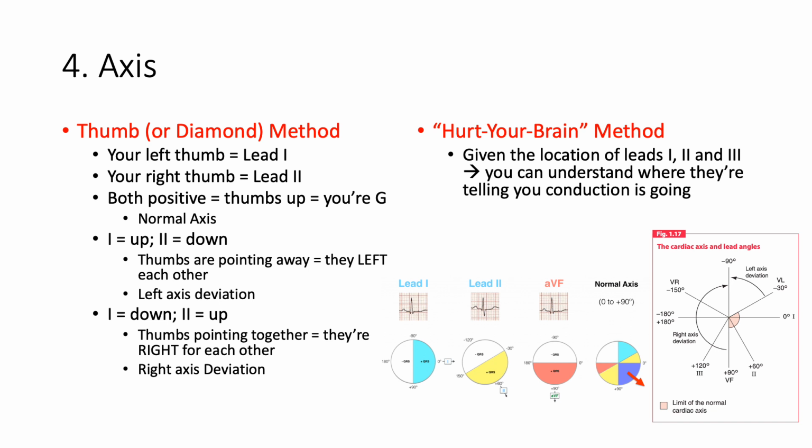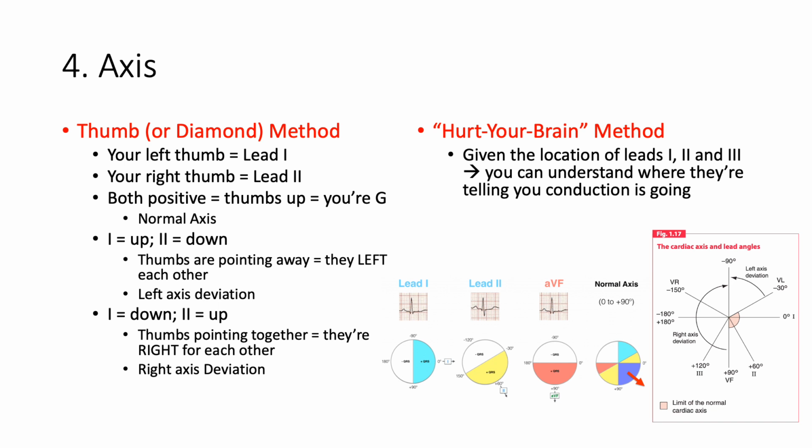That's a normal axis. If your lead 1, so your left thumb, is pointing up towards the roof, and your right thumb, being lead 2, is pointing down towards the floor, they're pointing away from each other, which means they've left each other. And that's your left axis deviation.